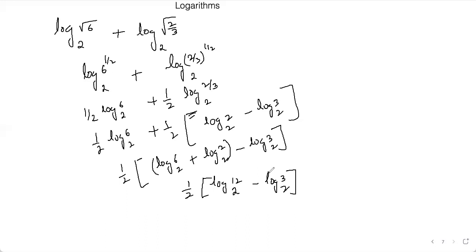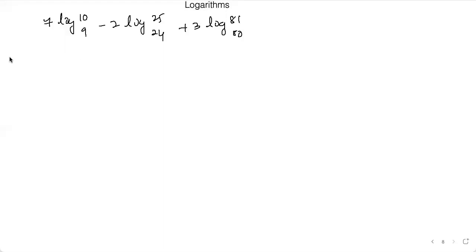Since the bases are same, now again by using m by n, log 12 by 3, right, to the base 2. And further if you simplify this, this will be log 4 to the base 2. Now log 4 to the base 2, we can write this as 2. Now this results to 1 after simplifying it.